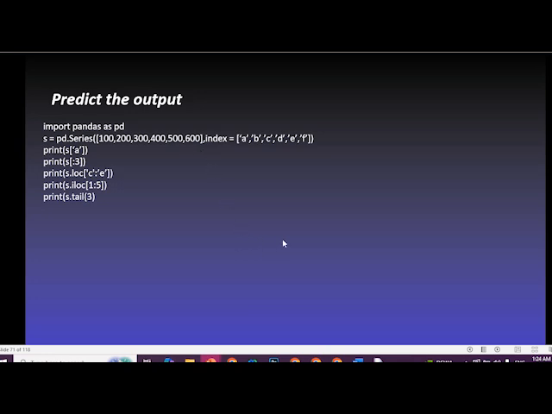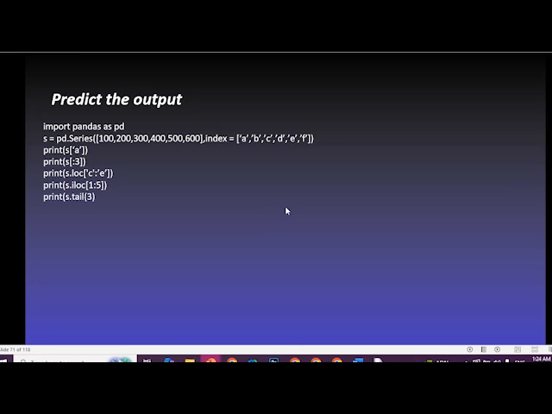Now let's quickly recap. In today's session, you learned how to access or select the elements of a series by indexing or slicing. What do you mean by slicing? Accessing or selecting a part of the series is called slicing. And how to access the elements by using iloc and loc. What is the difference between loc and iloc?